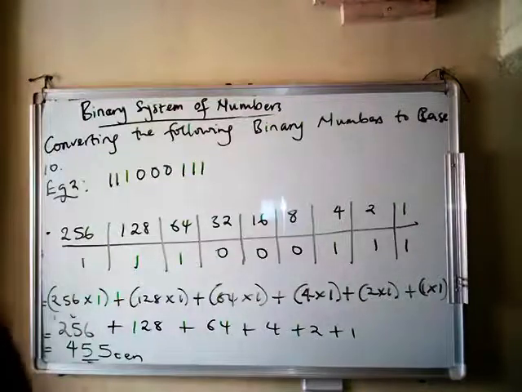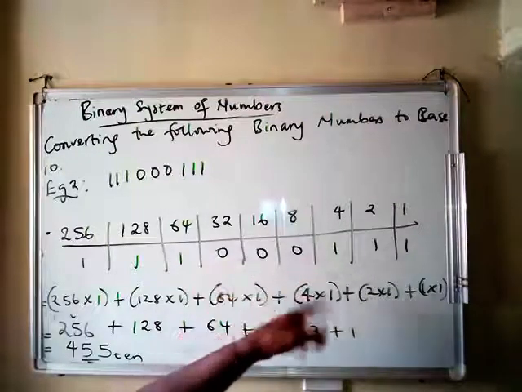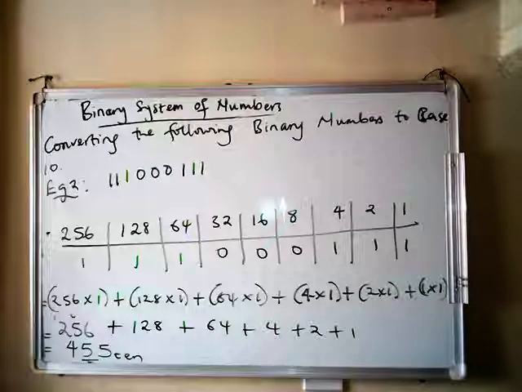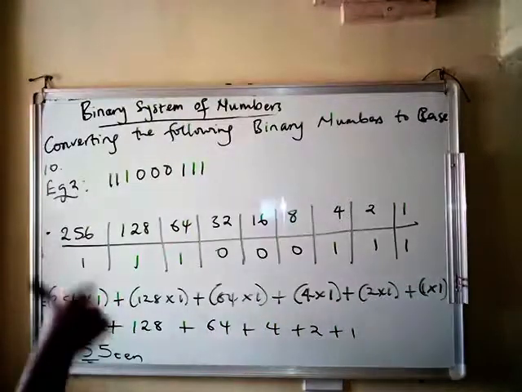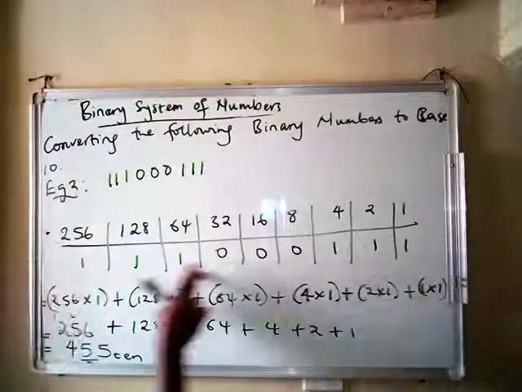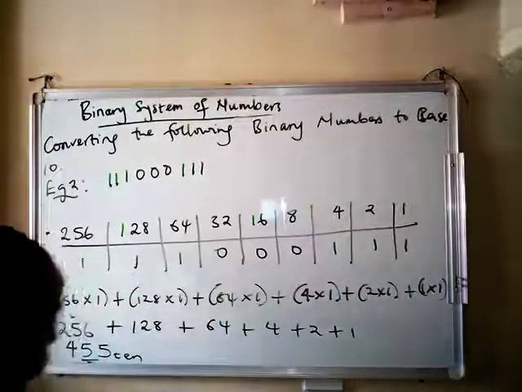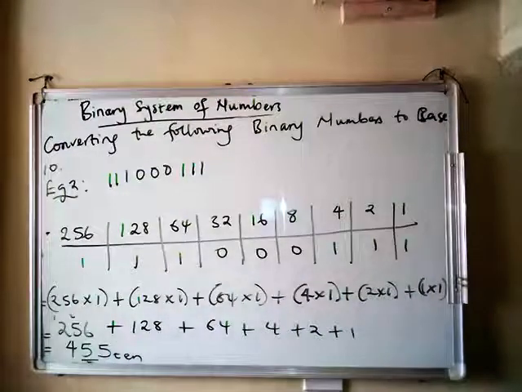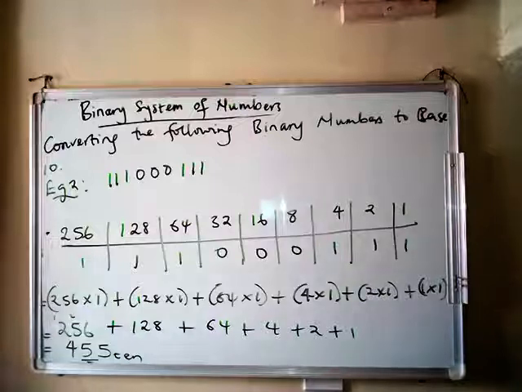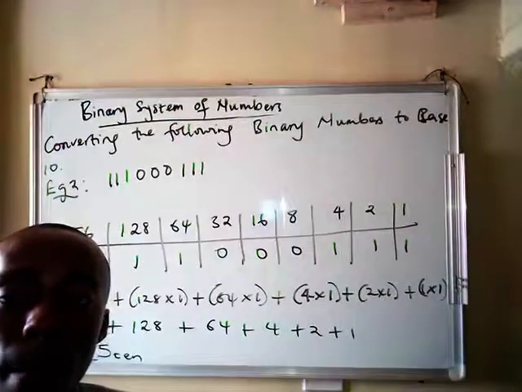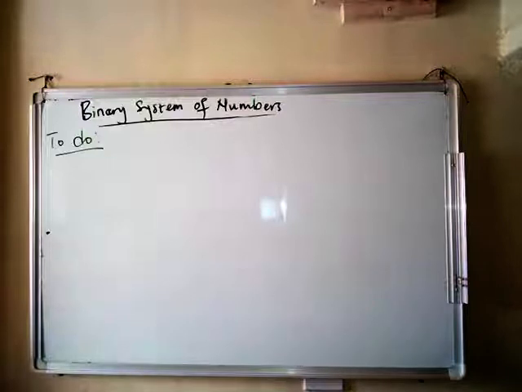No. Again, I've added 4 on the unit side. 7 plus 2 is 9. 9 plus 6 is 15. Okay, you carry 1 over to the 100 side. So 2 plus 1 is 3. 3 plus 1 is 4. So it is 455 in base 10.